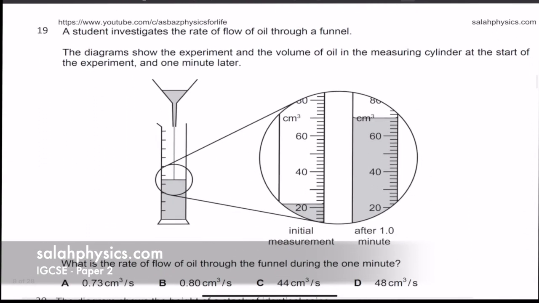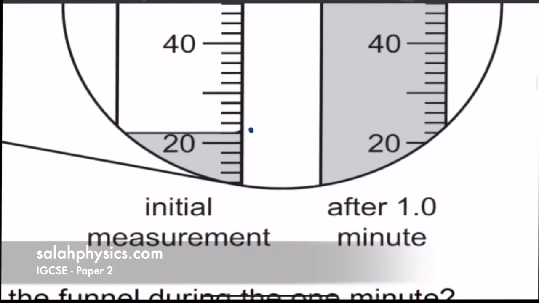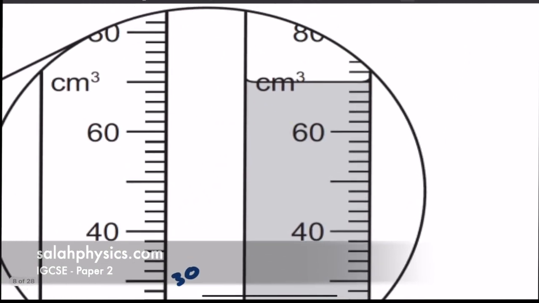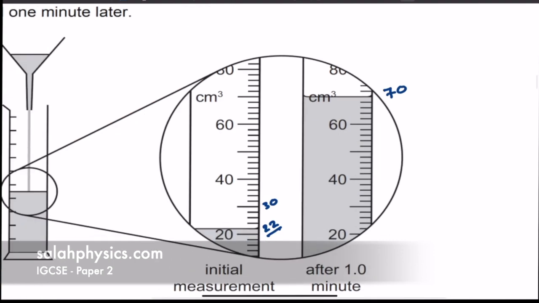In question 19, a student investigates the rate of flow of oil through a funnel. The diagram shows the experiment and the volume of oil in the measuring cylinder at the start of the experiment and 1 minute later. Fine. So here in this figure, at the start it was around 22. Yes, it's 22 here. When it comes to the reading, this is 22. Remember, no, this is 30. So that's 22. And the reading here is around 50. No, it is 70. So the volume upgraded from 22 to 70.